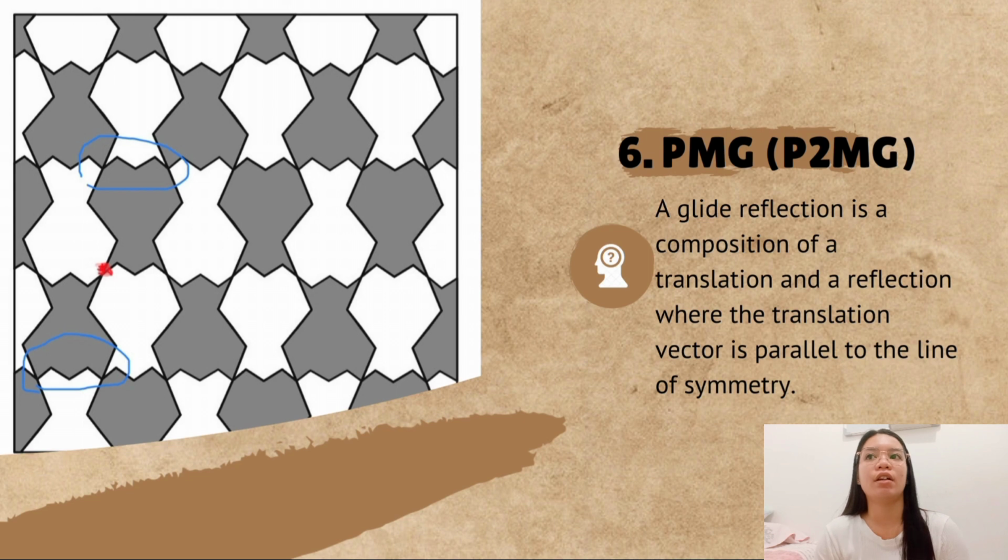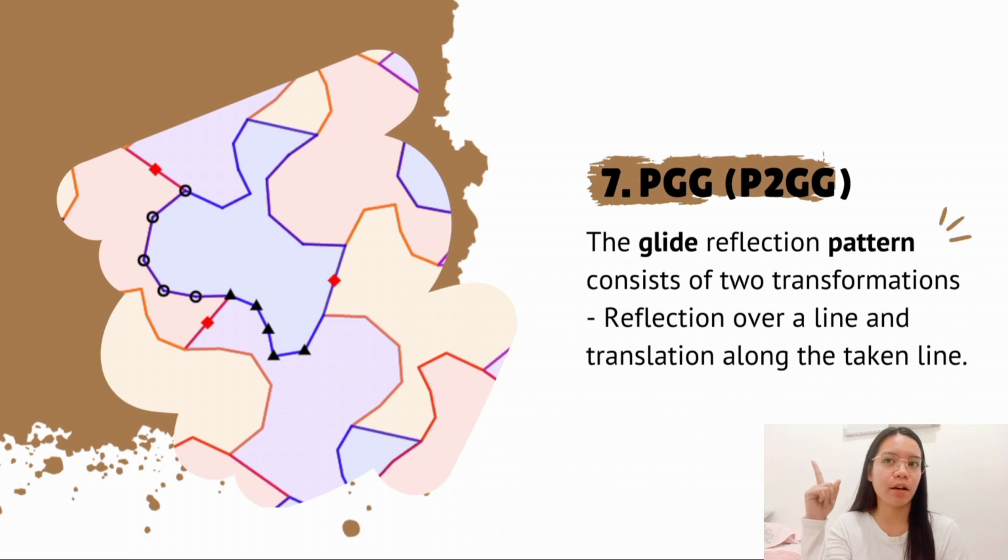The sixth sample is PMG, that is P2MG. A glide reflection is a combination of translation and reflection where the translation vector is parallel to the line of symmetry. So there is a gliding there with PMG, as you can see on the top. It has been encircled as well.